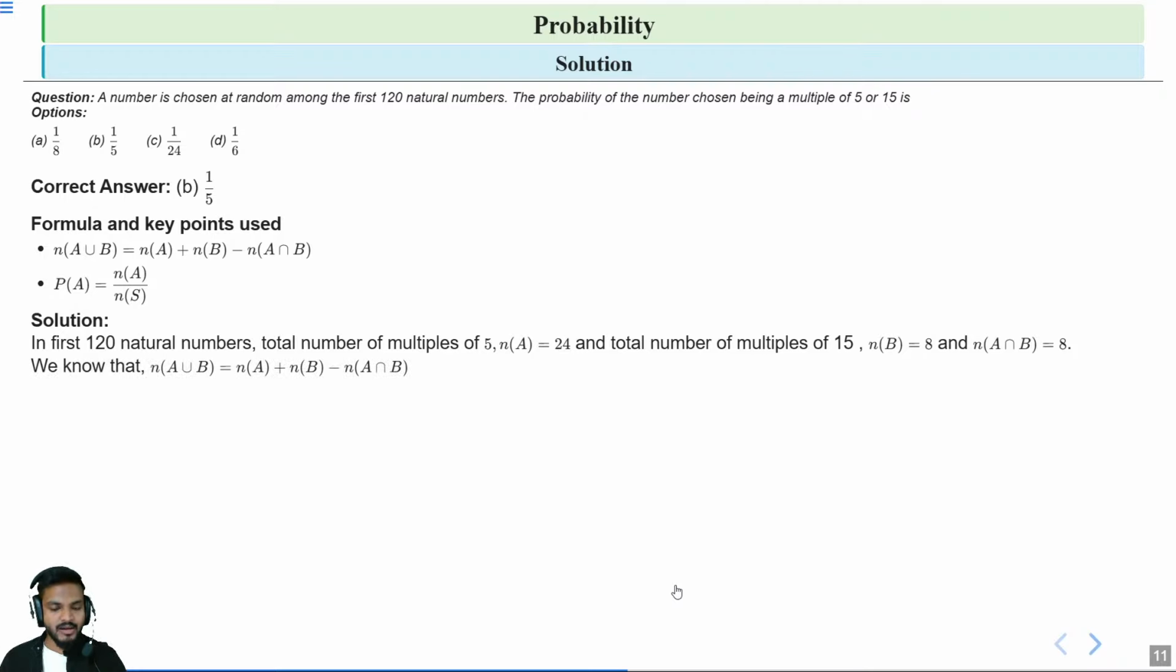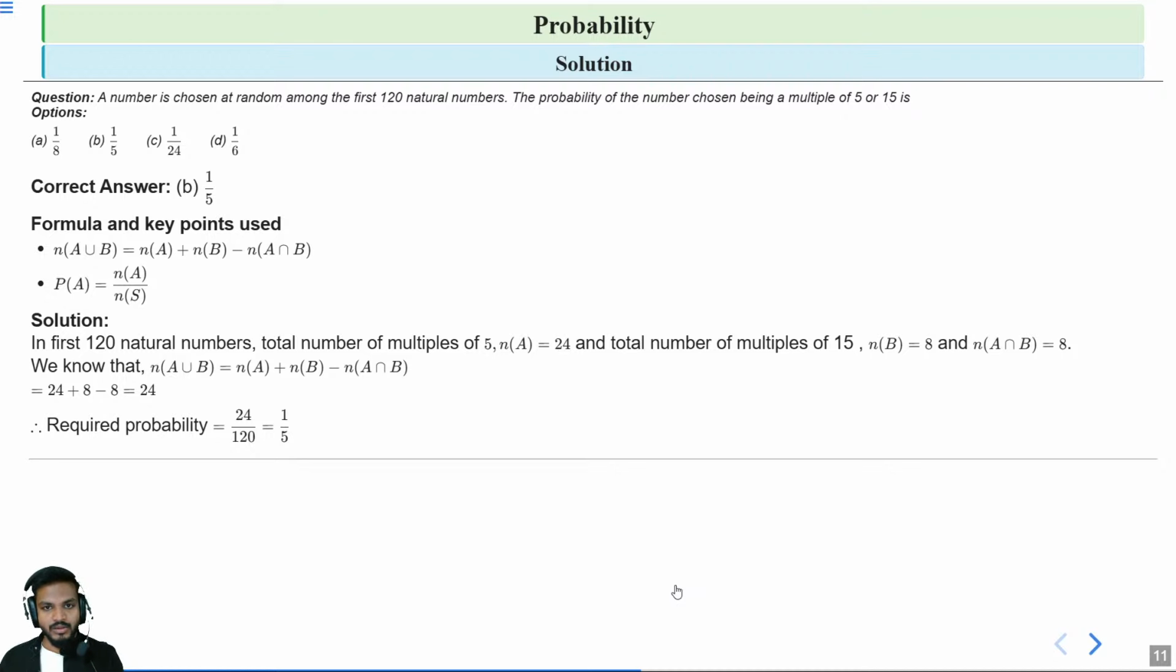So to find the number of elements in A union B, that is, either a multiple of 5 or 15, that is 24 plus 8 minus 8, that is 24. Clear? So now we have the number of elements in A union B and the total elements. So the required probability is 24 by 120, and that is 1 by 5. Clear?